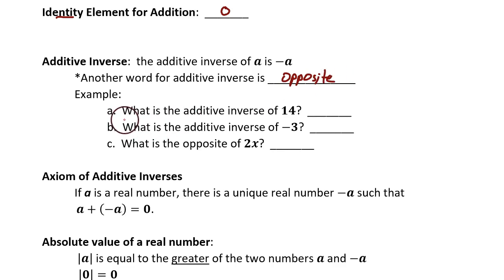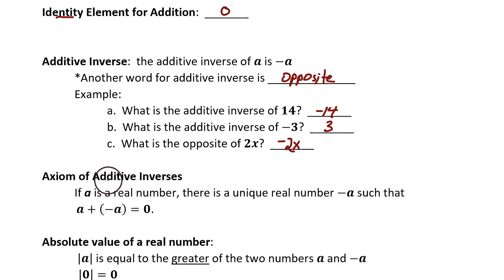Here are some examples. What is the additive inverse of positive 14? It's negative 14. What is the additive inverse of negative 3? It's positive 3. What is the opposite, which means the same thing as additive inverse, of positive 2x? It's negative 2x.